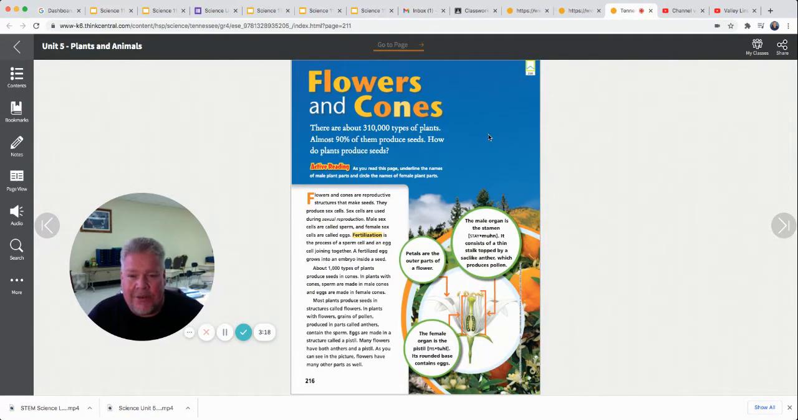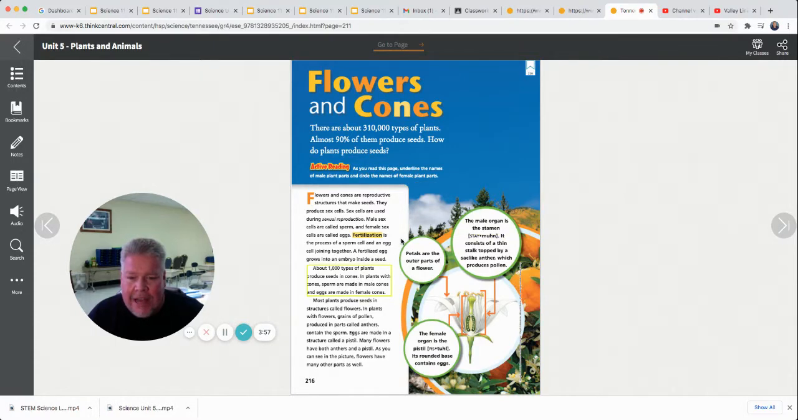So flowers and cones. There are about 310,000 types of plants. Almost 90% of them produce seeds. How do plants produce seeds? Flowers and cones are reproductive structures that make seeds. They produce sex cells. Sex cells are used during sexual reproduction. Male sex cells are called sperm and female sex cells are called eggs. Fertilization, here's a vocabulary word you need to know, is the process of a sperm cell and an egg cell joining together. A fertilized egg grows into an embryo inside a seed.